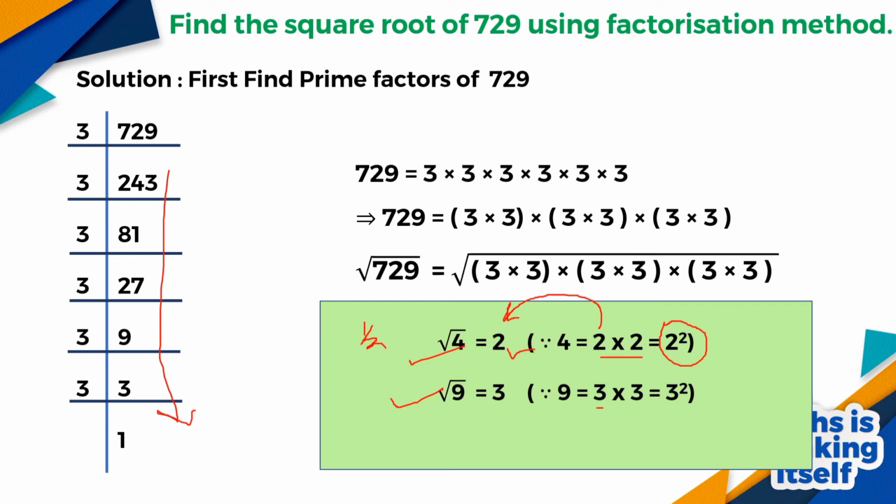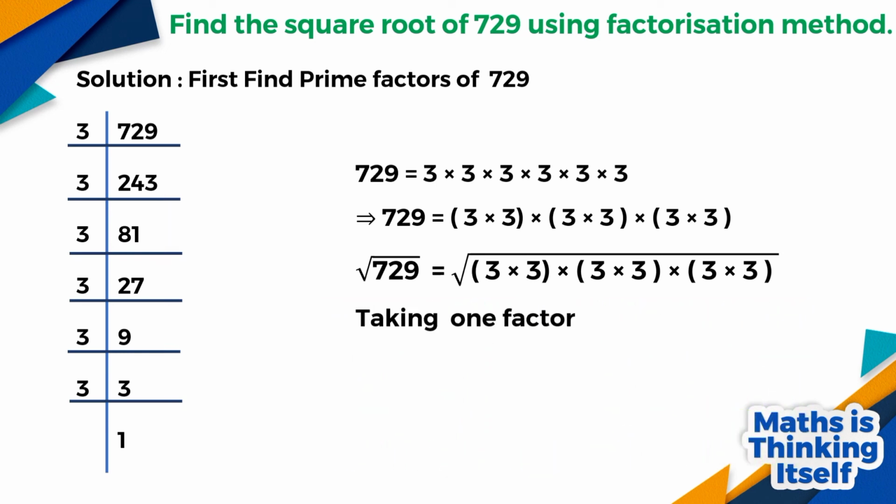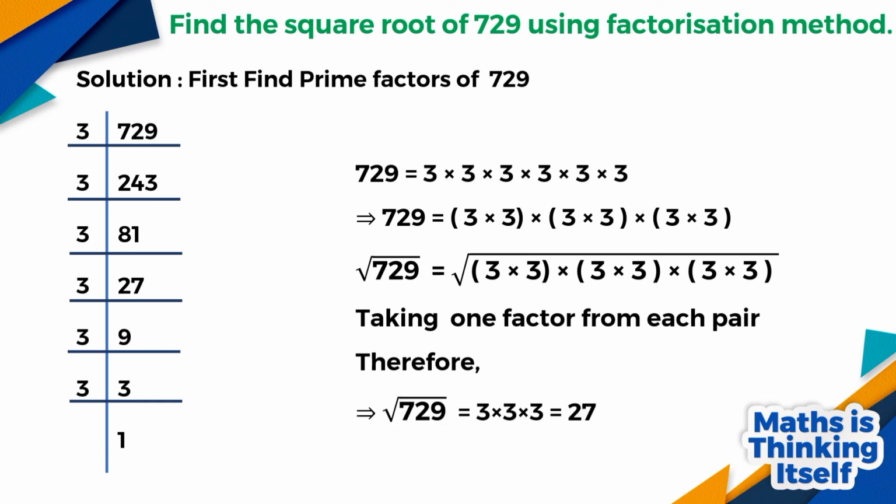So when two 3s are in a pair under the square root sign, then out of this only one 3 comes out. So we apply it here and write the square root of 729, taking one factor from each pair. Therefore the square root of 729 is equal to 3 multiplied by 3 multiplied by 3, which is equal to 27.